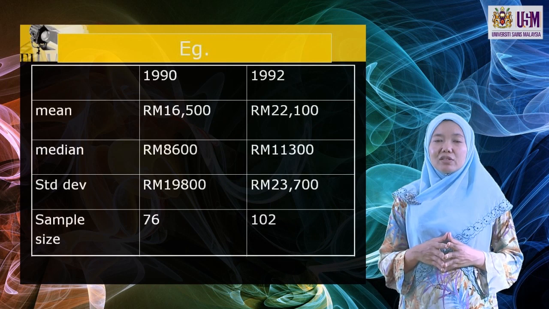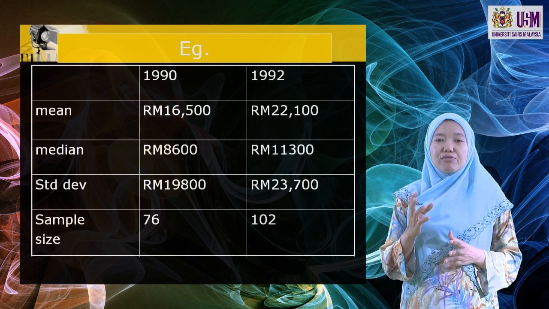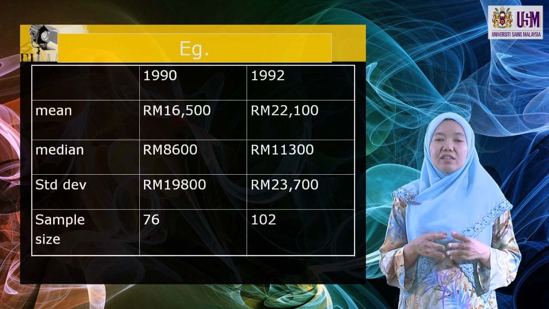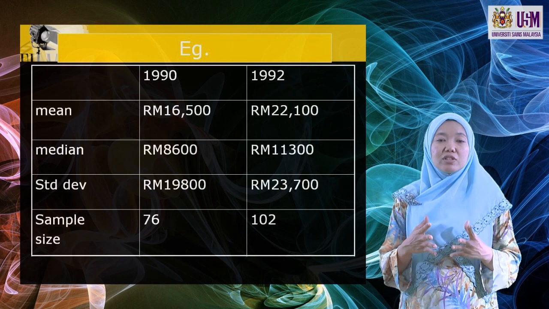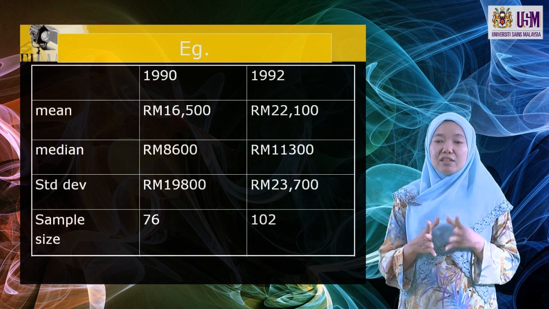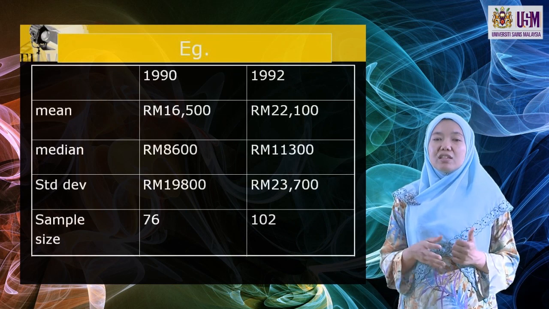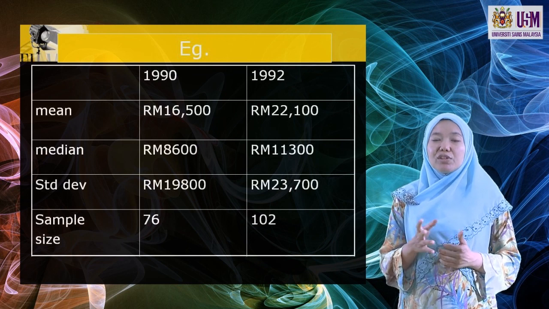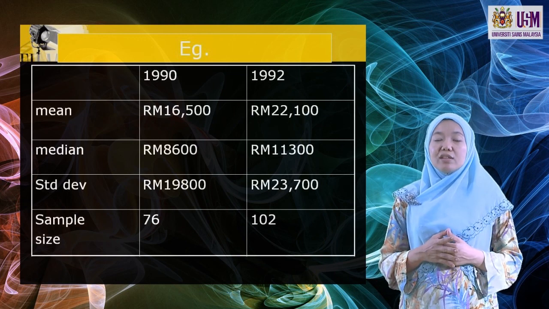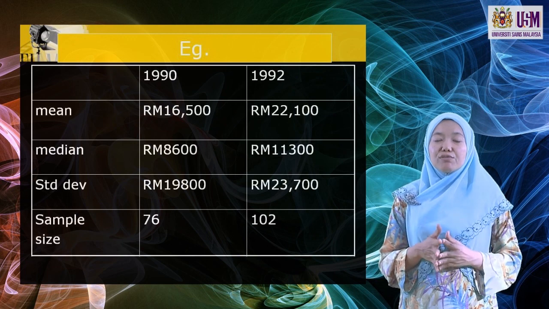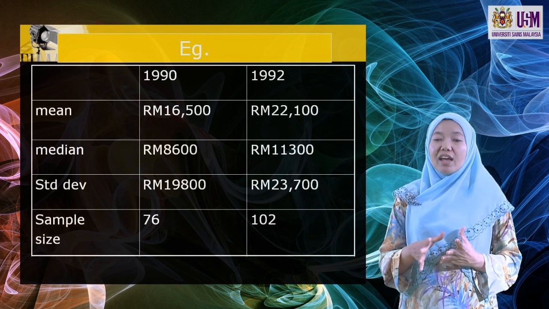For the example just now, for the year 1990, the mean debt is 16,500, while the median is 8,600. The standard deviation from the sample in 1990 is given as 19,800, while the sample size is 76. That's for the year 1990. On the right hand side of the screen, you will see that for the second sample, for the year 1992, the mean now is 22,100, the median is 11,300, the standard deviation from the sample is 23,700, and the sample size is a bit larger, which stood at 102.